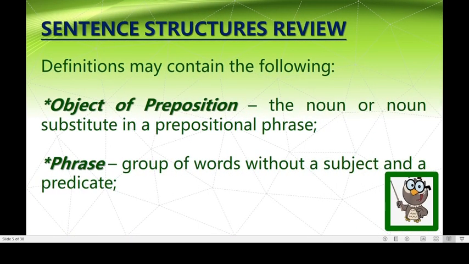First, we have to know the sentence structures. So this is the sentence structures review. Definitions may contain the following. An object of preposition. This is the noun or noun substitute in a prepositional phrase. We have phrase. This is a group of words without a subject and a predicate.